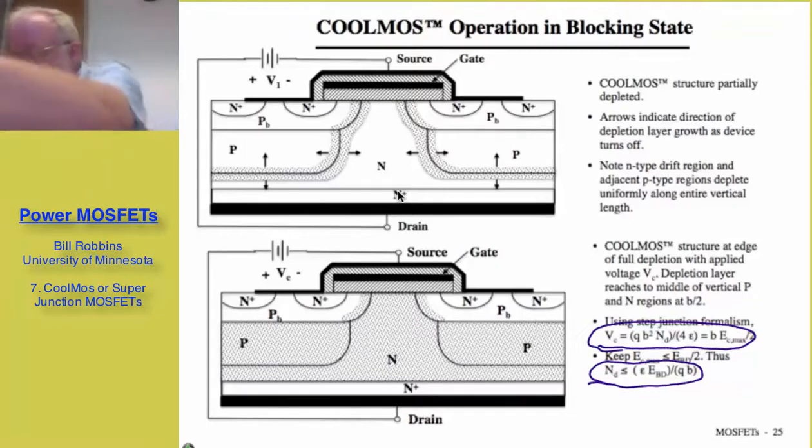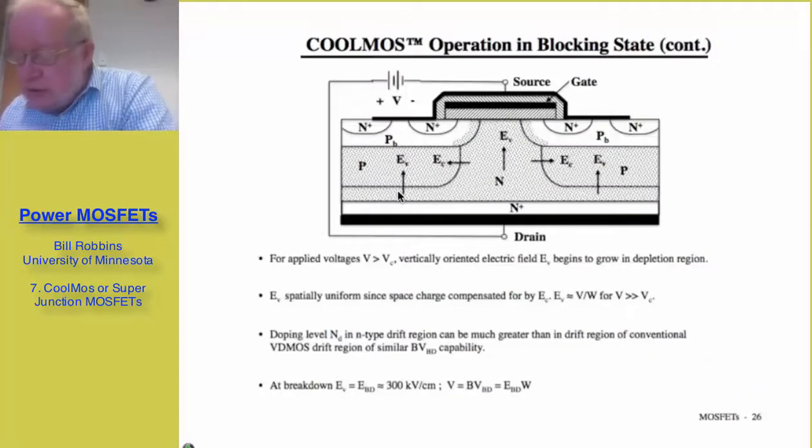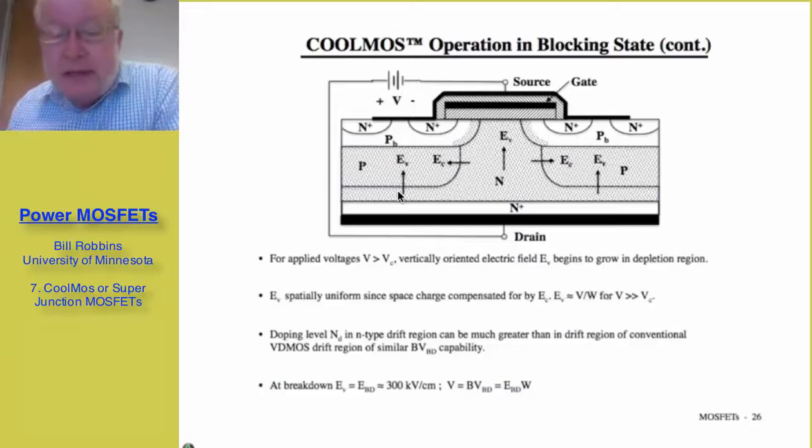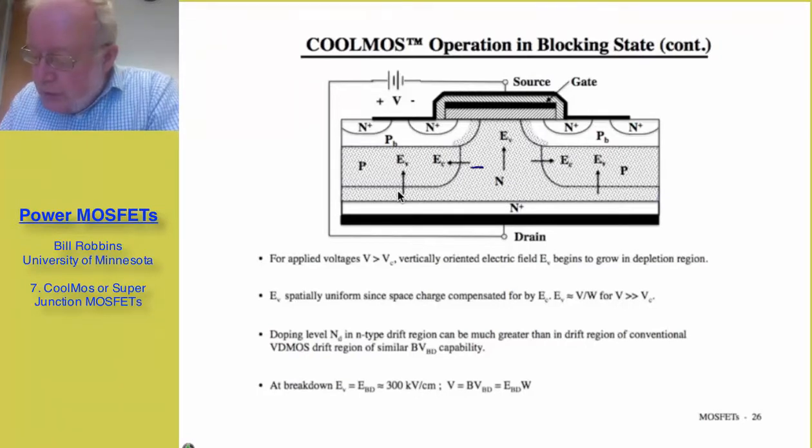Well, to go on, let's see what happens as we continue to look at this situation in a little bit more detail. What is happening as I increase the voltage above V sub C, where I have a vertically oriented, completely depleted channel region? As I increase the drain to source voltage beyond that, instead of the field being more or less horizontally oriented here, it begins to change its orientation and becomes more vertically oriented, as I've indicated here.